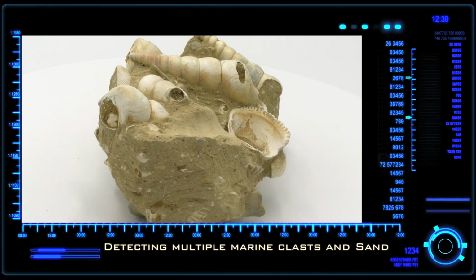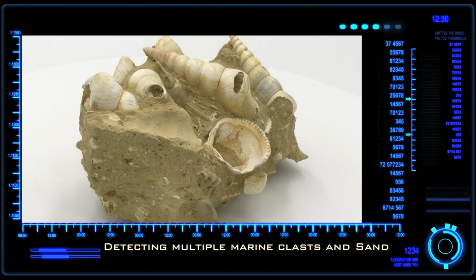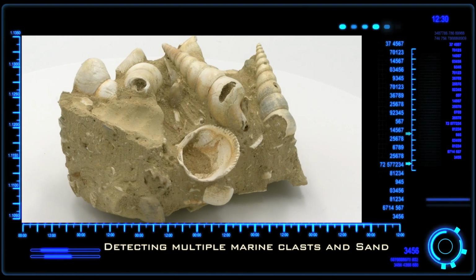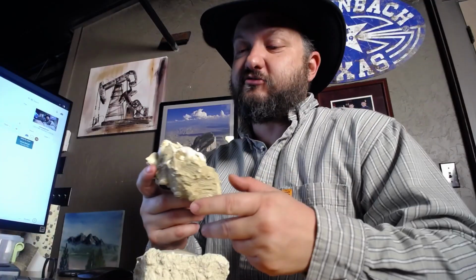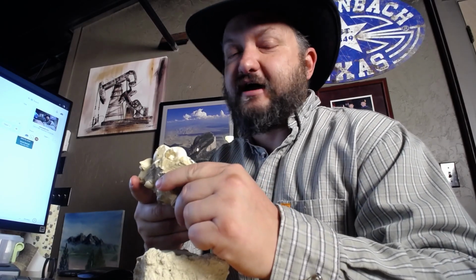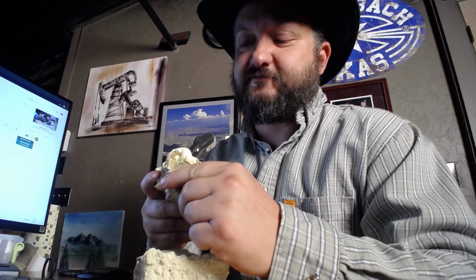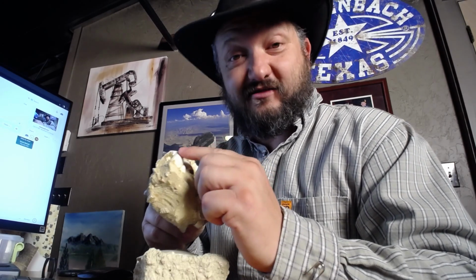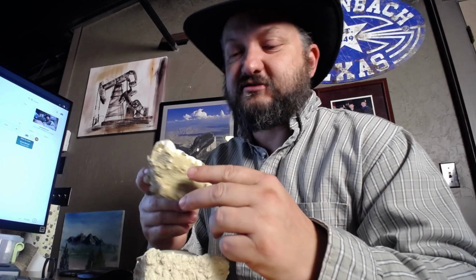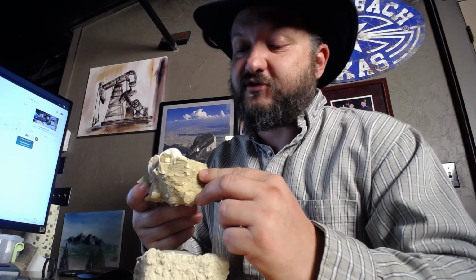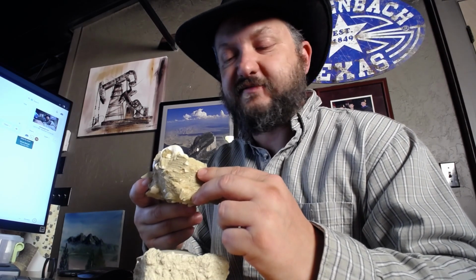A rock like this, where we have large marine clasts and a mix of beach sand and calcite, could be called a coquina. A coquina is a type of rock that's made up of sediments of different clast sizes. So we have very large clasts, the shells that you can see, and we have very small clasts of silt and sand, and those are almost impossible to see, but they're held together by carbonate cement.